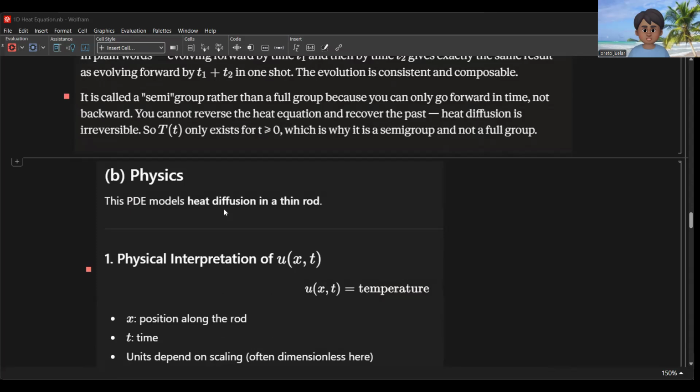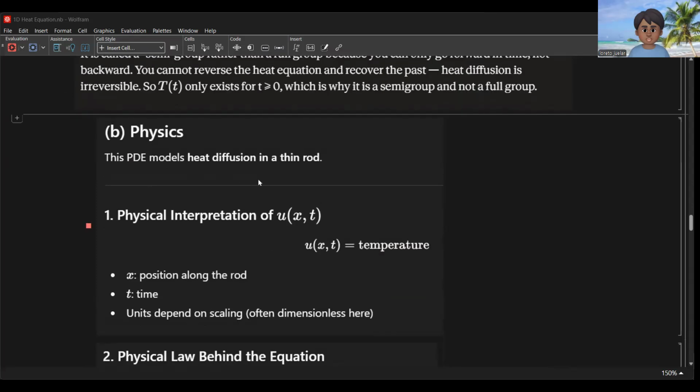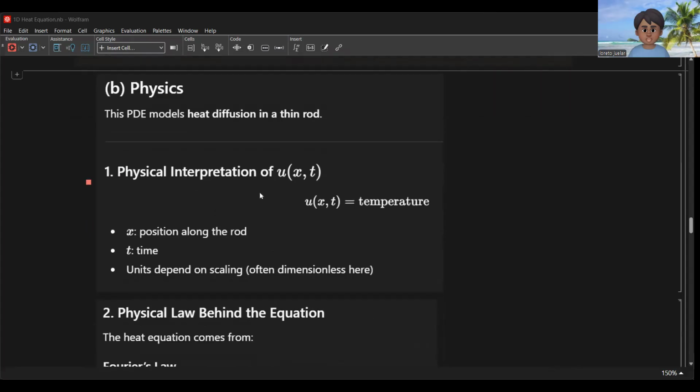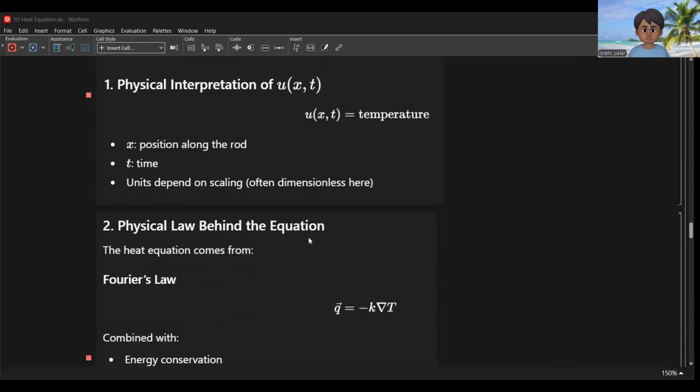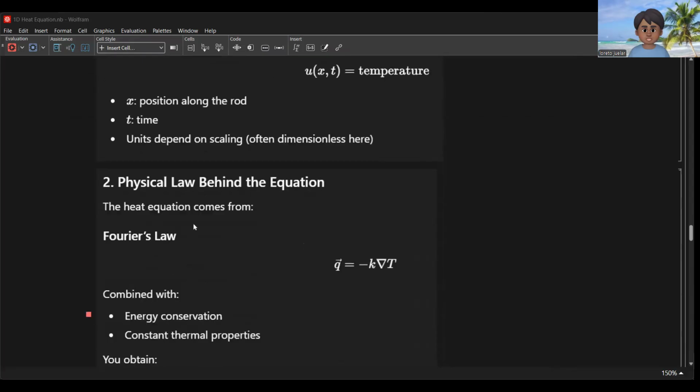Then we have the physics of this PDE. It models heat diffusion in a thin rod. So we have the physical interpretation here: u as a function of x and time refers to the temperature. x here is the position along the rod, and t here is the time. The units depend on the scaling, and are dimensionless here.